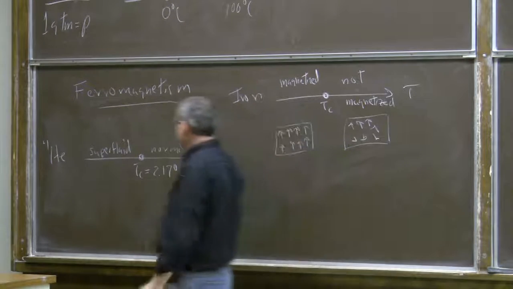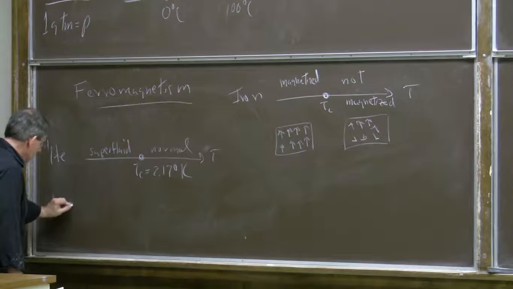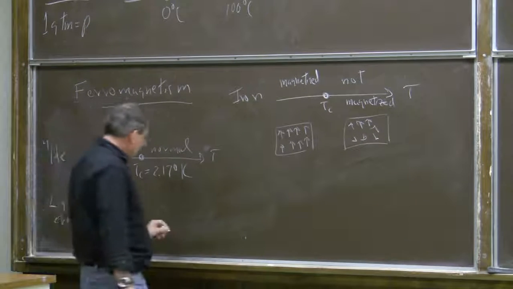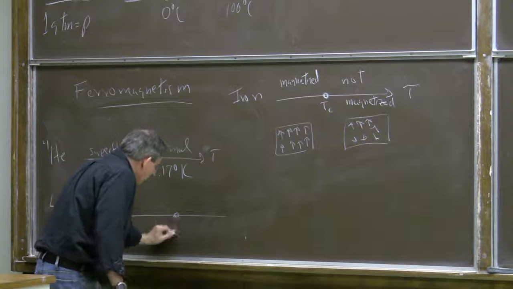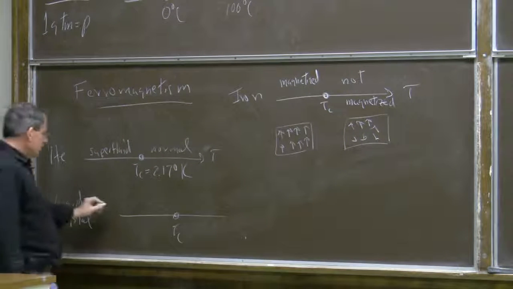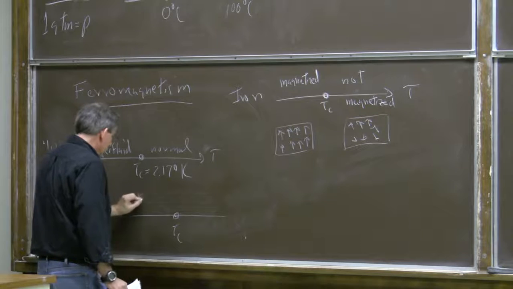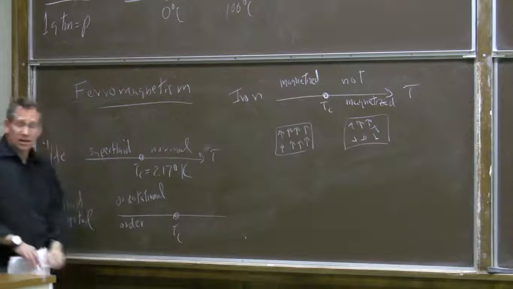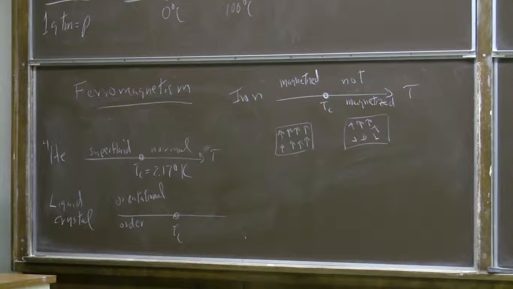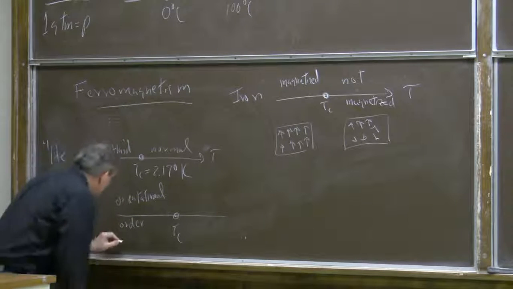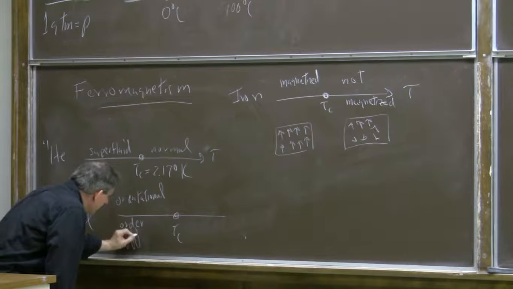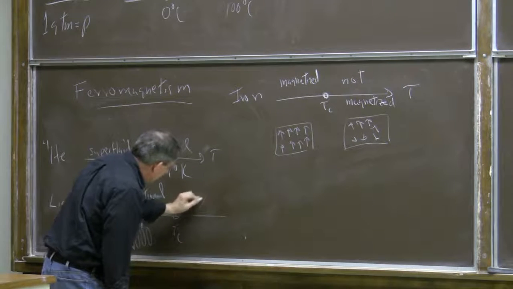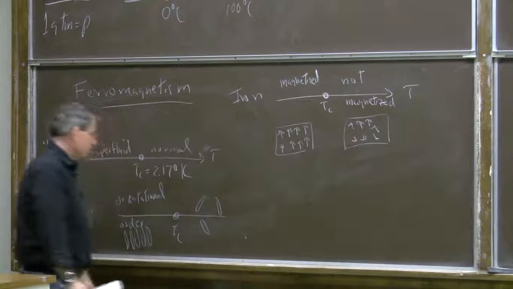Another example is a liquid crystal, like the kind you have in your computer display or watch. At sufficiently low temperature, below some critical value of the temperature, there is orientational order. What it means is that the molecules in the liquid crystal, which are long, thin molecules, tend to line up in a common direction. They have a preferred axis in space that they line up with. But above the critical temperature, they don't. So they point in different random directions.